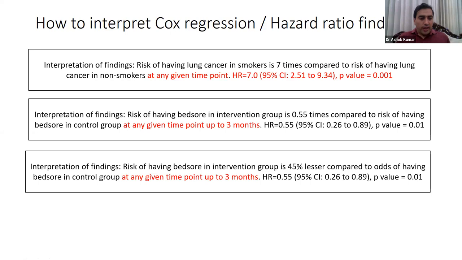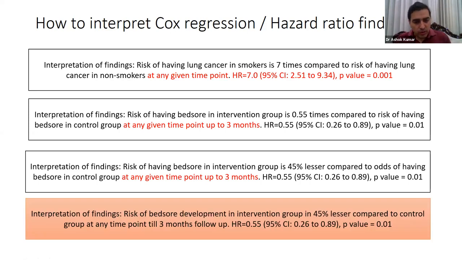Okay. And the risk of bed sore development in the intervention group is 45% lesser compared to the control group at any time point till the 3-month follow-up. So we can interpret according to this also. So all are correct forms of how to interpret. Whatever interpretation you like, you can interpret your findings of odds ratio and hazards ratio.